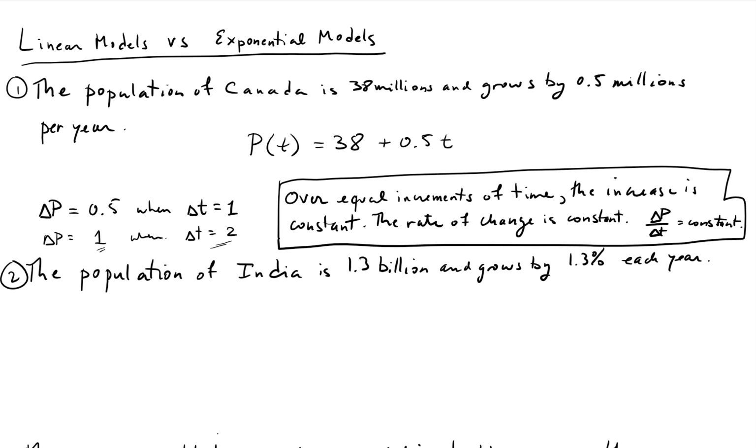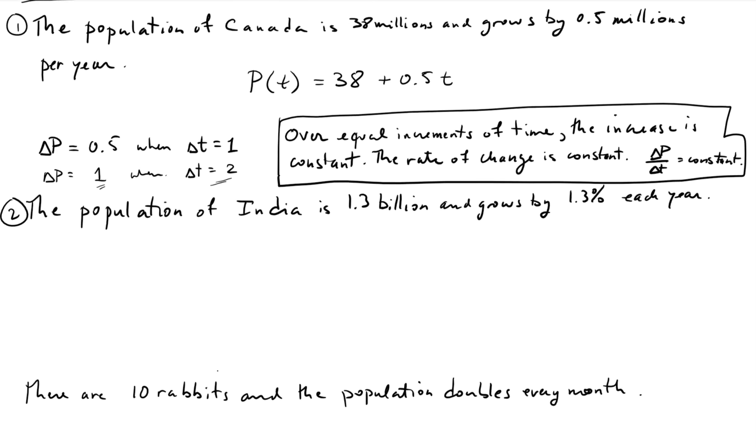Now we've got the population of India, which is 1.3 billion and grows by 1.3% each year. So you realize that each year it's going to be a little more, because 1.3% of the current amount is going to be less than 1.3% of the number of people 1 year from now. So we don't have a constant increase every year. It's actually going to get larger and larger.